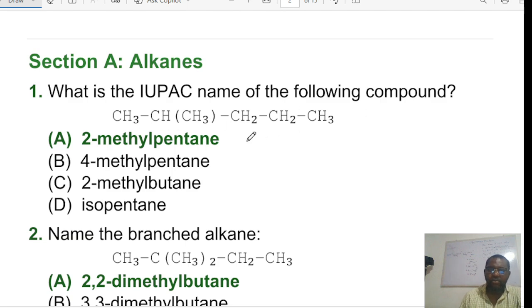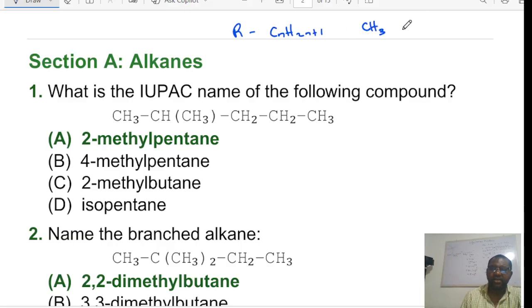Now, I want to note something here. Whenever you see an alkyl group in a bracket, you are going to make it a branch. By alkyl group, we use R to represent them, and the formula is CnH2n+1. The first member of the alkyl group is methyl, CH3.